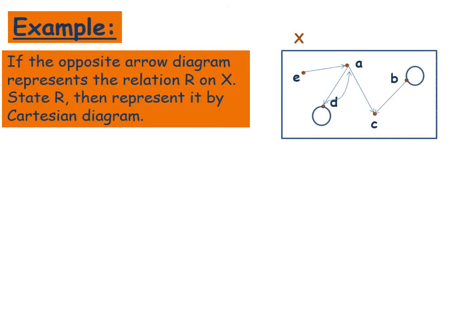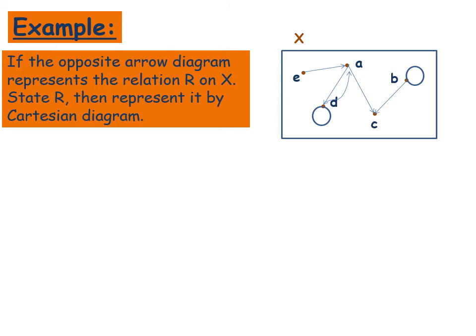Another example. In the opposite arrow diagram, this is an arrow diagram, and this arrow diagram represents the relation R on X. And when I say relation R on X, that means it comes from the Cartesian product of X crossing X, or X crossing itself. He wants me to state R, then represent it by Cartesian diagram. So I will state R first. How to state R?